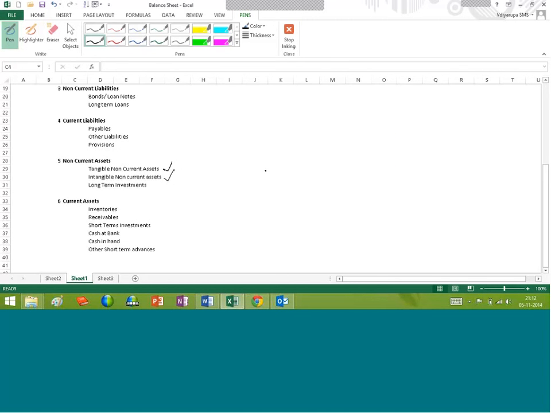So the tangible non-current assets and intangible non-current assets, since we are categorizing them as capital expenditure, because it is referred to as expenditure, need to be brought to the profit or loss account at some point of time, even though right now we have classified them under the non-current assets in the balance sheet. How are we going to bring these two elements into the statement of profit or loss account? Let me talk about the tangible non-current assets.